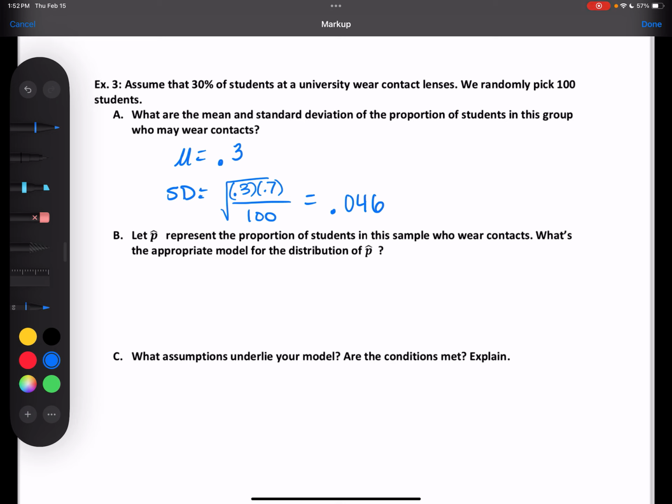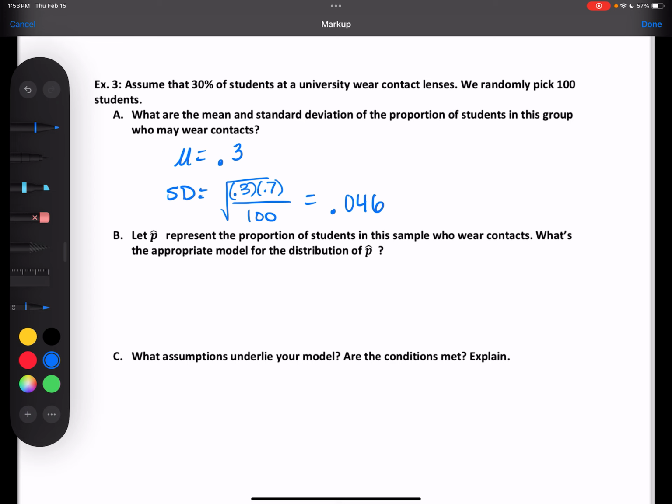Is it random? It says randomness, yes, it's pretty random. The 10% condition: 100 students is less than 10% of all students. All university students? It depends on what university. Well, it means university students across the globe, not just at that particular one. Okay, yes, I would say yes. So it's not just at this university. Correct. Okay, so that's good, check.